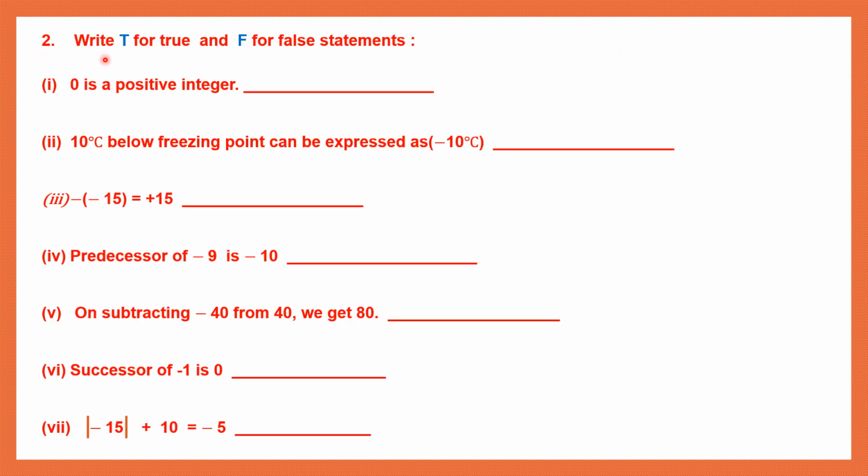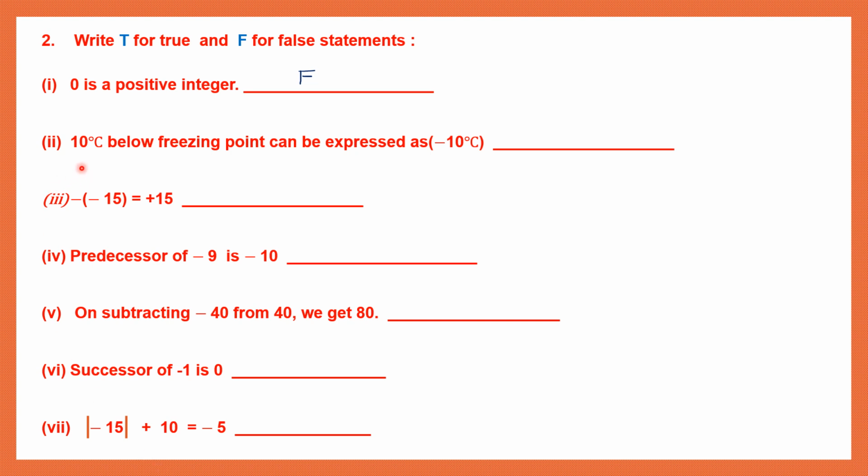Question 2. Write T for true and F for false statements. Question 1. 0 is a positive integer. Now, as we know, there are positive integers and negative integers, but 0 is neither positive nor negative. So this statement which says that 0 is a positive integer is a false statement. So we write the letter F to say that this is a false statement.